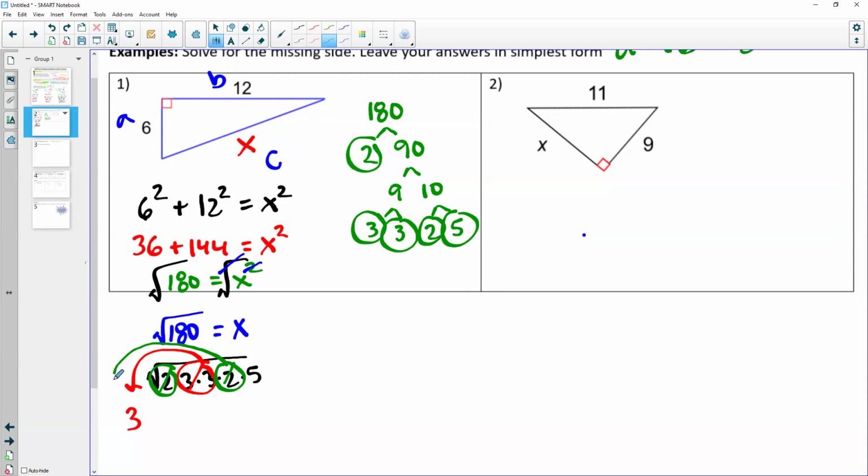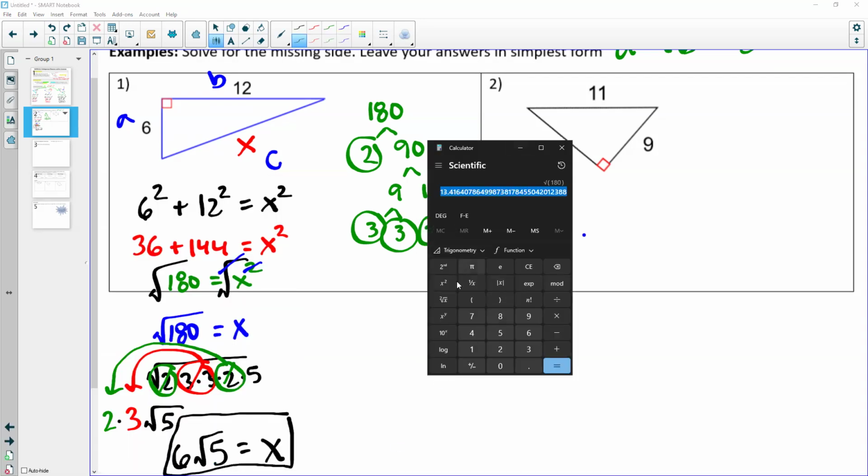That means that a 2 comes out. Now, if more than one number comes out of that square root, remember that we multiply those numbers together. And all we have left underneath the square root is just a 5. So after we multiply 2 times 3, we get 6. So 6 square root of 5 is equal to x. That is the simplified form of the square root of 180. That is what we're looking for as our final answer, right? If you can simplify that square root, simplify it. But definitely go ahead and double check first to see if you have to simplify.